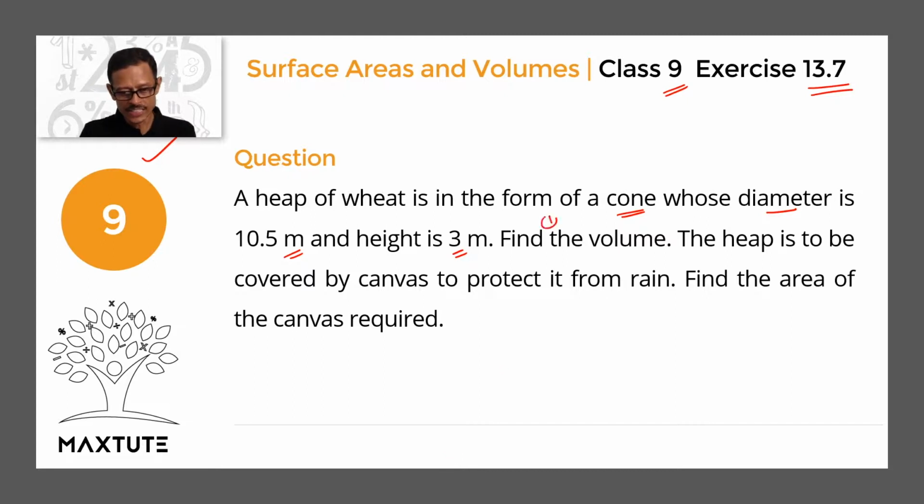Find the volume. That's the first thing we need to compute. The heap is to be covered by canvas to protect it from rain. Find the area of the canvas required. That's the second information that we need to find out. Let's get started with computing the volume.